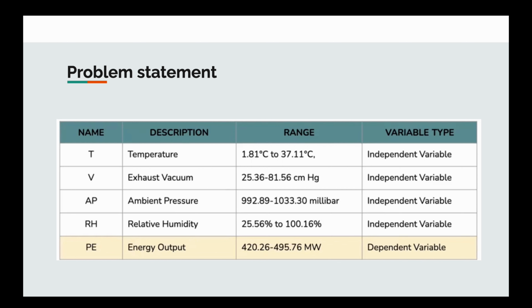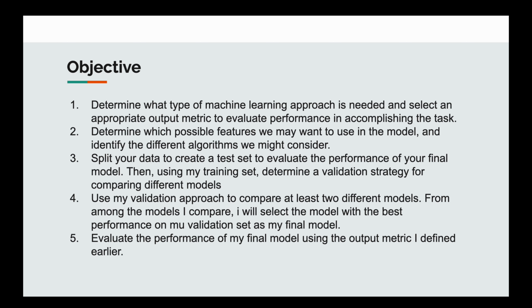We have a set of 9,568 hourly average ambient environmental readings from sensors at the power plant, which we will use in our model. As you can see, this is the following data that we will use in our model. We will determine what type of machine learning approach is needed and select an appropriate output metric to evaluate the performance in accomplishing the task.